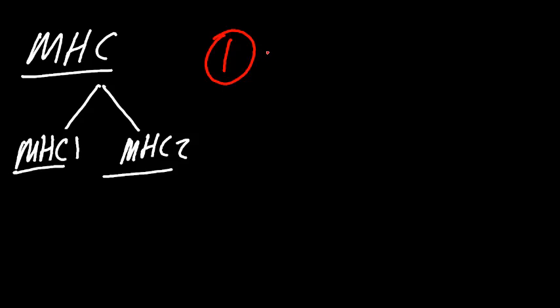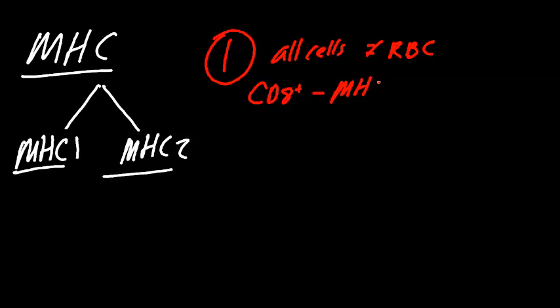MHC Class 1 is going to be found on all cells. Now there's always an exception: minus red blood cells, so it's not going to be found on red blood cells. However, we're going to have Major Histocompatibility Complex Type 1 on all cells for the most part. And what it's going to do is present to CD8 positive cells. So you may have heard MHC1 always binds to CD8 positive. Well, what does this mean?